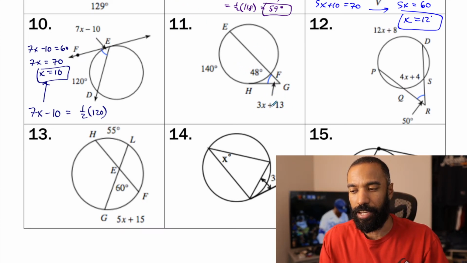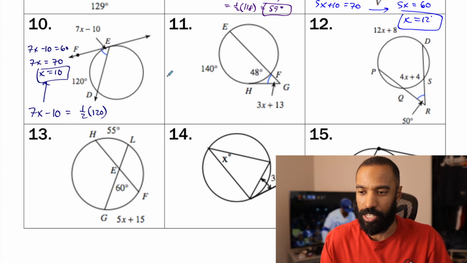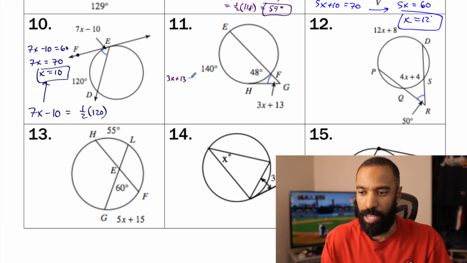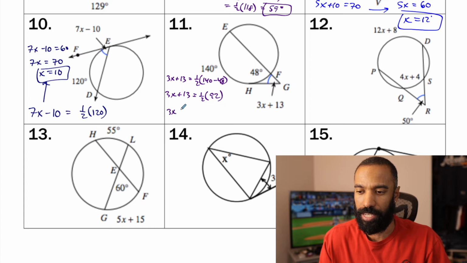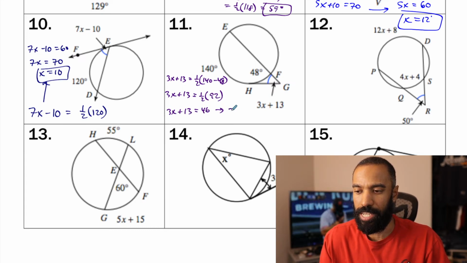The x is inside here, so the same kind of thing. I'm going to say that this expression will be half the difference of the 140 minus 48. So this is half of 92, and that's 46. So subtract 13, divide by 3, x equals 11.